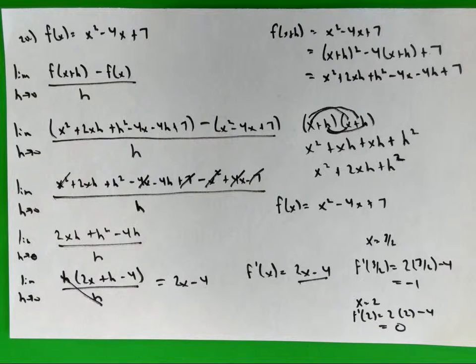That is my slope generator for the tangent line. So I want to know what is the slope of the tangent line at 3 halves. I put F prime of 3/2. I'll plug it in there. 2 times 3/2 minus 4 gives me 3 minus 4, which is negative 1.